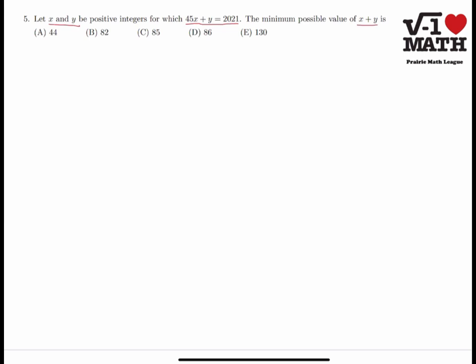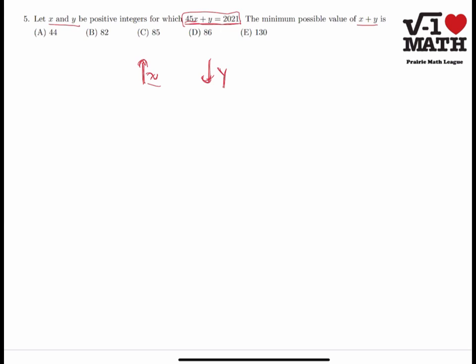Now notice that because of this linear expression here, the higher we make x, the lower y becomes. Furthermore, since one increase in x decreases y by 45, we therefore want to make x as large as possible so that y can be really small. So in this case, we wish to maximize x here.